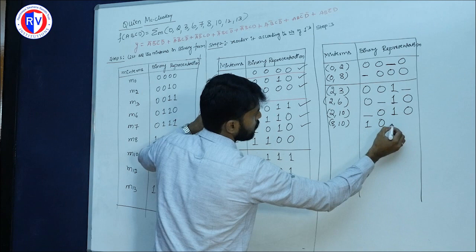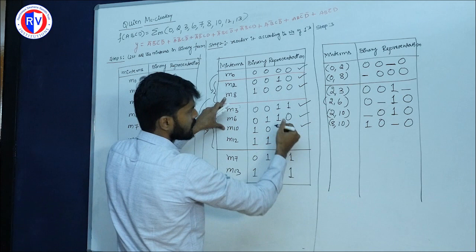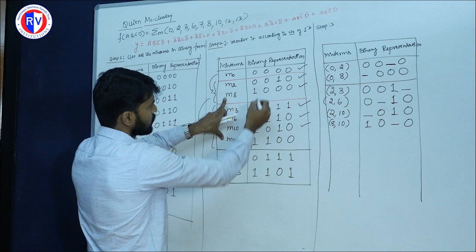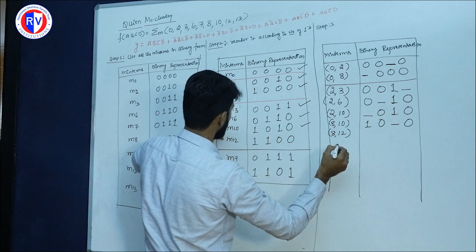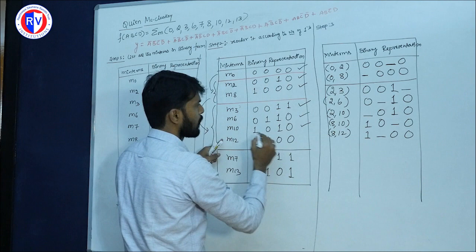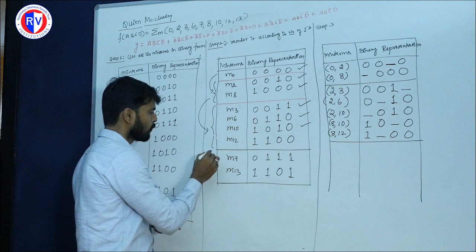1, 0, dash 0. Why dash? Dash is because of 1 bit change. Where exactly 1 bit change is there? There we need to put a dash mark. Next, 8, 12, yes, obviously, 1, 1 is there, 0, 1 is there, only 1 bit change. So we can take 8 comma 12, then this become 1 dash 0, 0, all comparison over, then we need to close this segment.